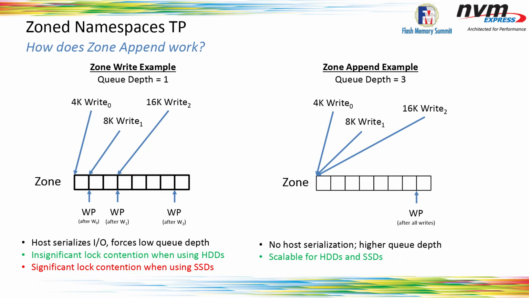With Zone Append, you just issue 3 writes. You don't worry about their ordering, right? So the host doesn't have to serialize and can potentially get to higher queue depth. And this method can scale for both HDDs and SSDs, although right now it's probably going to get adopted for the NVMe version alone.